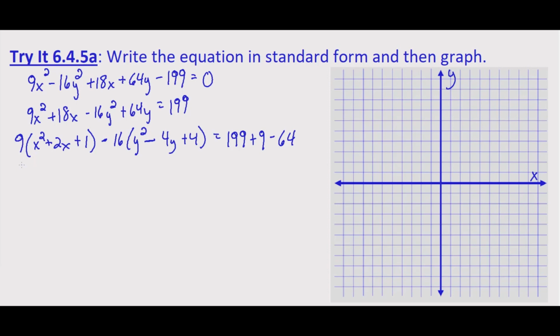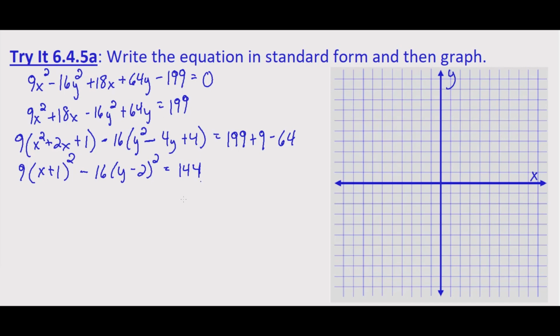Now that we've completed the square with each of these, we can simplify this to 9 times x plus 1 squared. You can always multiply back through to make sure that it's correct. Minus 16 times y minus 2 squared. We know it's minus because the middle term, 4y, is being subtracted. Equals 199 plus 9 minus 64, which is going to be 144.